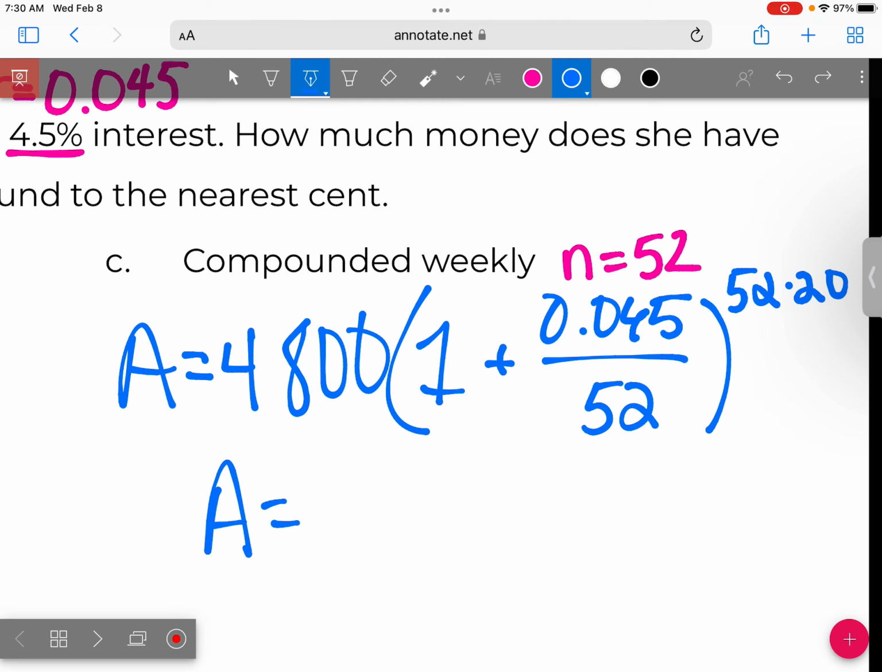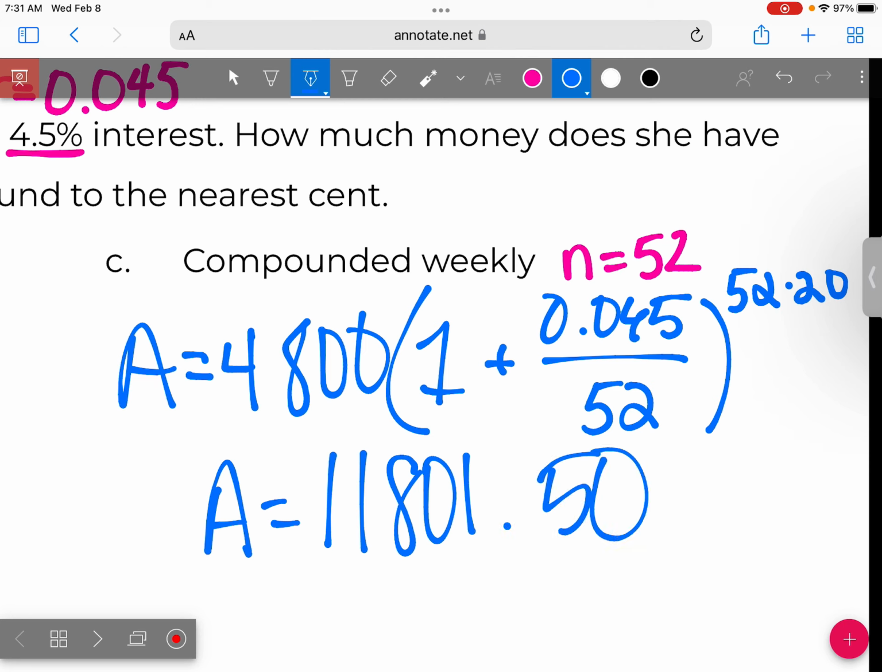Oh, make sure you take this as an exponent. So it's caret, yep. Your decimals, it's 0.045. Yeah. All right, did anyone get 11,801? Yep, 11,801 and 50 cents? Yeah? Okay. 11,801 and 50 cents. Cool.